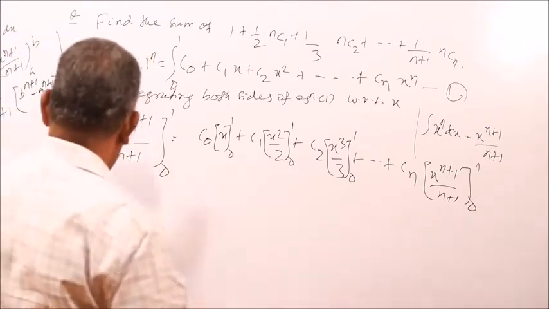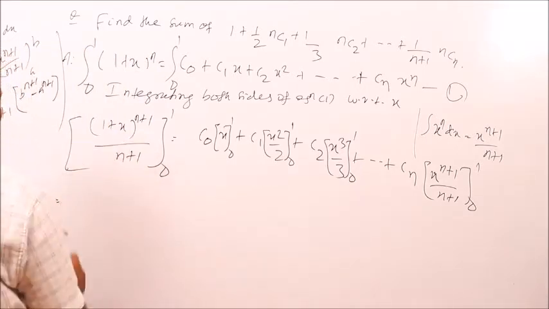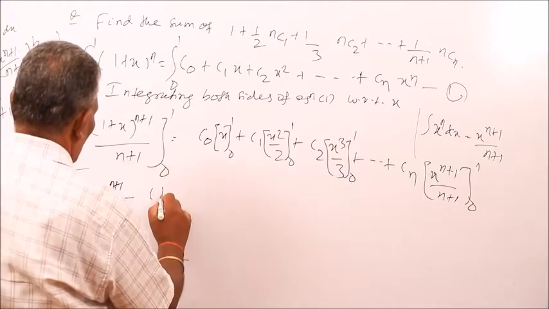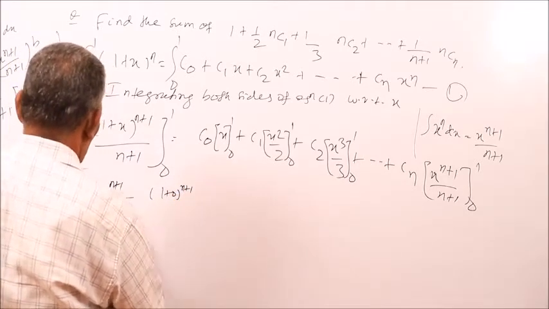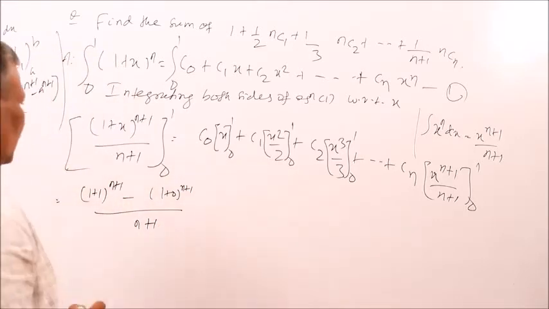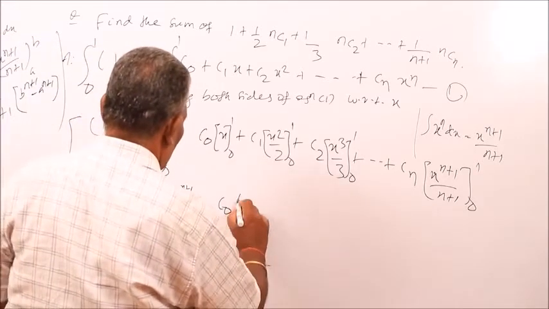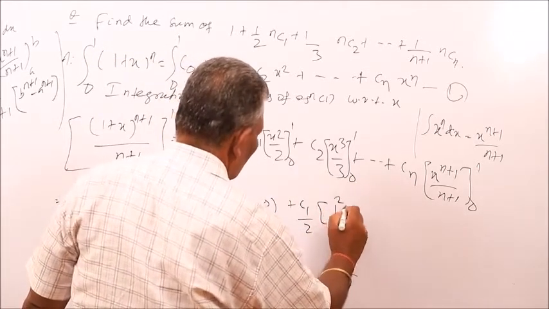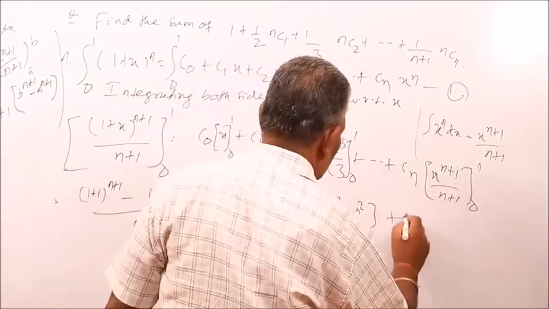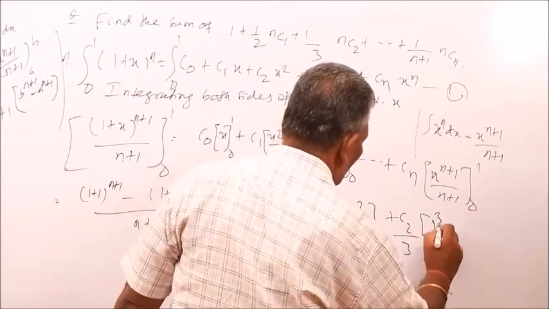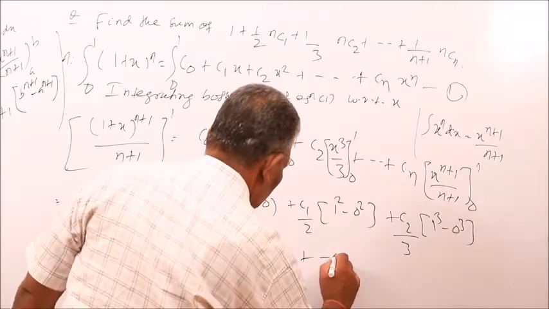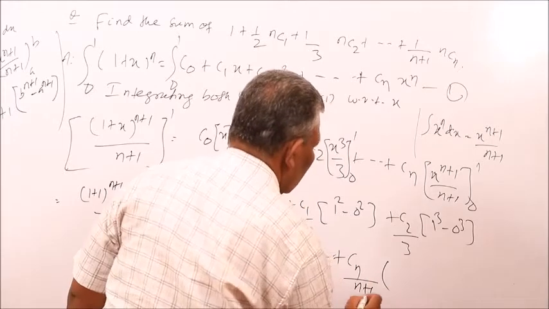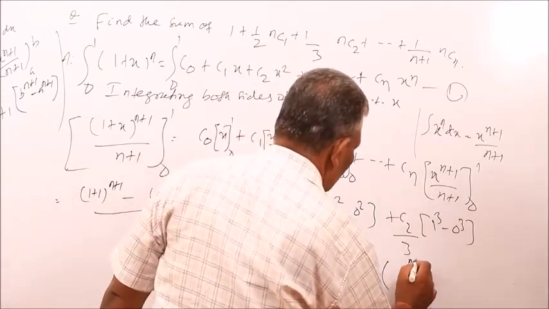So first we will operate the upper limit, that is putting x equal to 1: (1 plus 1) to the power n plus 1 minus (1 plus 0) to the power n plus 1, whole divided by n plus 1, because n plus 1 is a constant, there will be no harm. First term 1 minus 0, plus C1 by 2 (1 square minus 0 square), plus C2 by 3 (1 cube minus 0 cube), like this, plus dot dot plus Cn by n plus 1 (1 to the power n plus 1 minus 0).